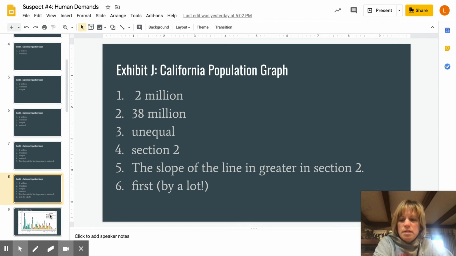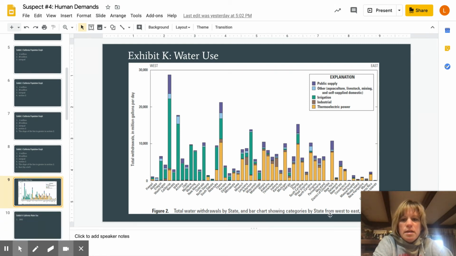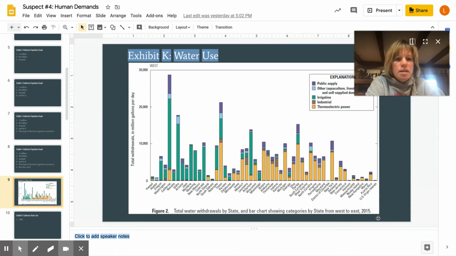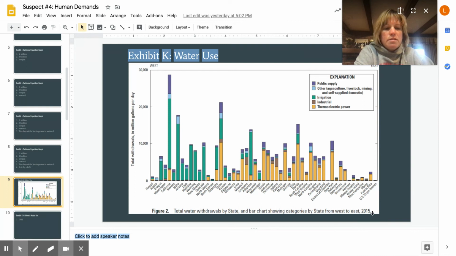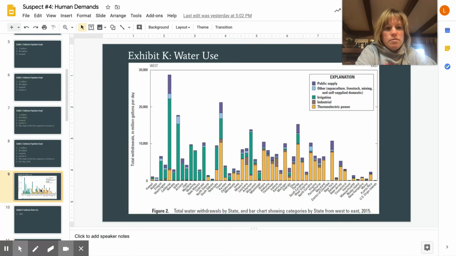Our next exhibit, Exhibit K, was a graph to interpret. This graph shows the water use around our country. The first thing I wanted you to notice is that this graph is from 2015, and that is an important detail because that is the height of the California drought. So we're looking at the water use in a year that is really important.